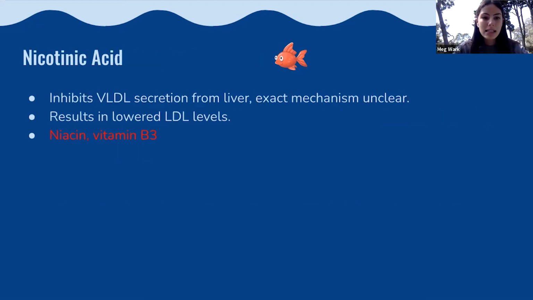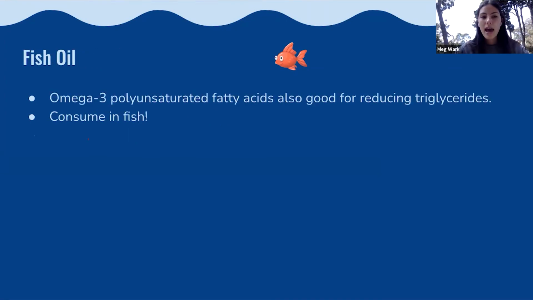Next, we've got nicotinic acid. This is otherwise known as niacin or vitamin B3. This inhibits very low density lipoprotein secretion from the liver, although the exact mechanism is unclear, but essentially it results in lowered LDL levels. And finally, we've got fish oil. Omega-3 polyunsaturated fatty acids are also good for reducing triglycerides. And this is just consumed in fish, or it can be found as supplements in tablets.